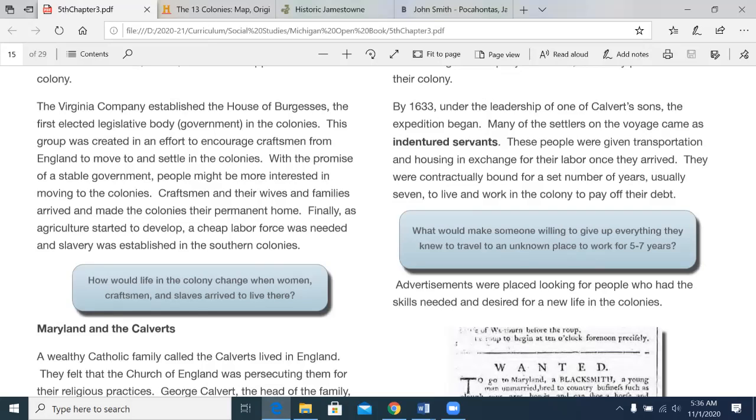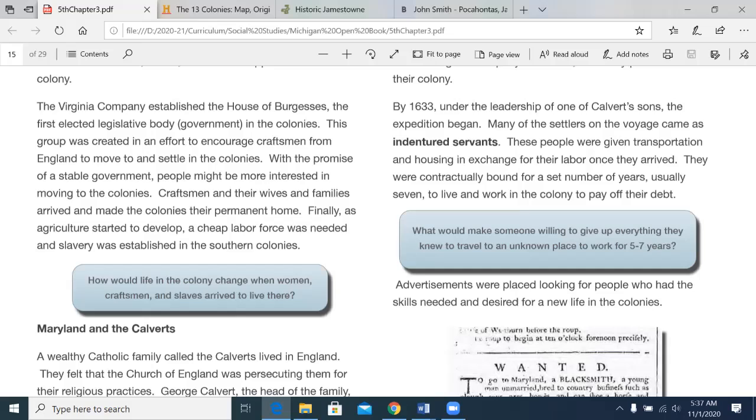Now, what would make someone willing to give up everything they knew to travel to an unknown place to work for 5 to 7 years? The answer to that: Europe is not the greatest place in the world to live if you are not rich. Cities are dirty, crowded, not a lot of opportunity. And unless you're an aristocrat, your life isn't going to get significantly better. So they hope that, hey, let's move to the new world and start over.